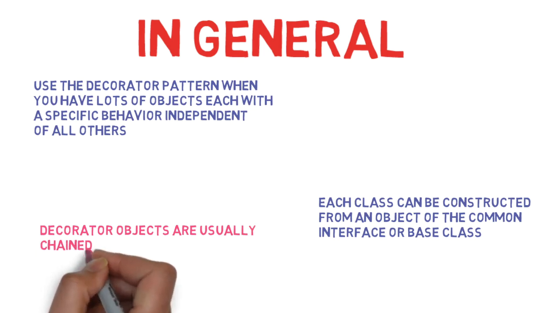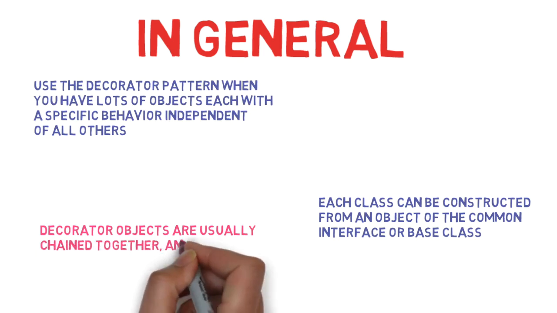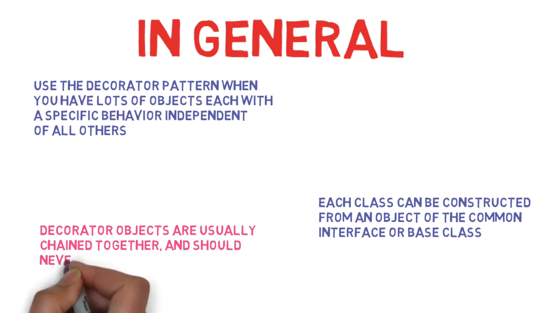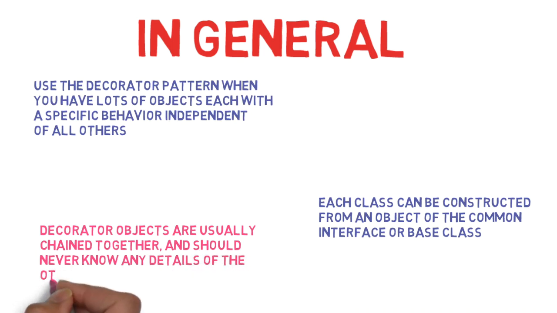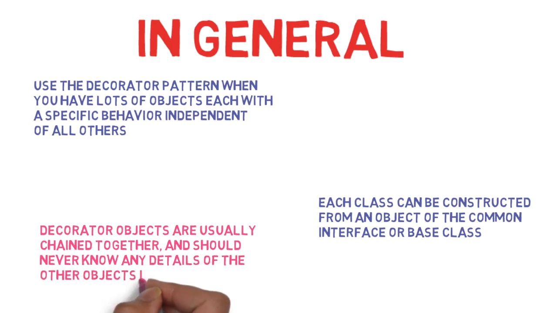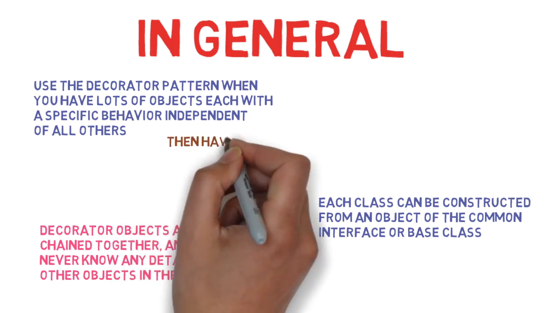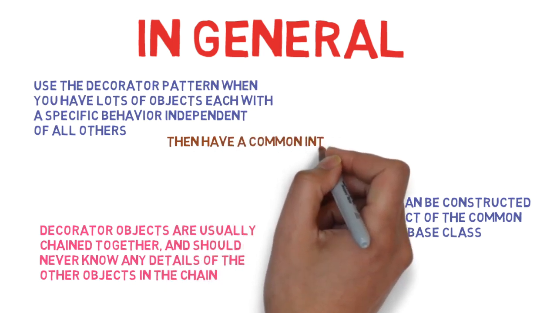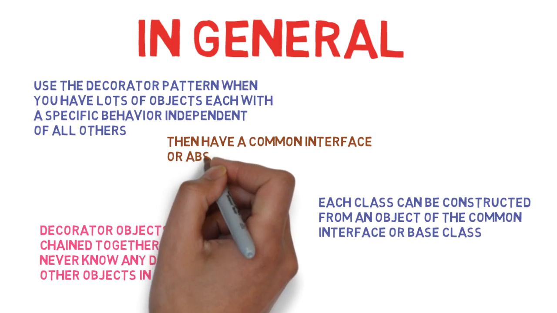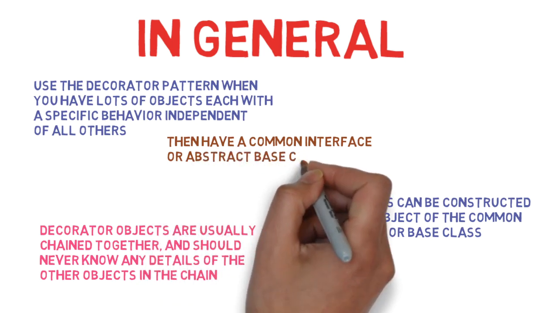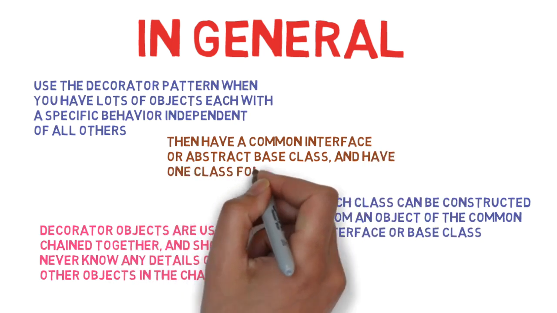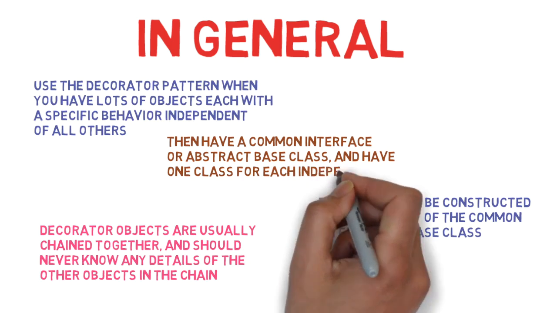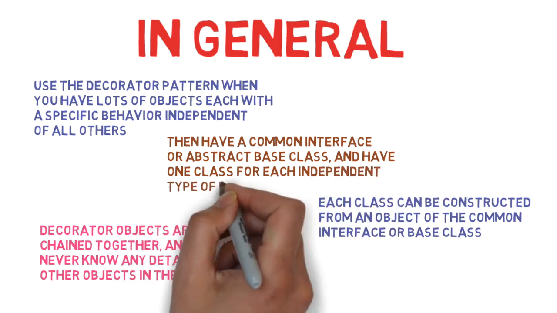Decorators are used by chaining them together. Each element in the chain should not know of the other objects that exist in the chain. This allows us to mix and match the elements and string together a stream of decorators in any order. Each of these decorators has a common interface or abstract base class. And the type of behavior determines whether we have an independent implementation of a decorator. So there is one class for each independent type of behavior.